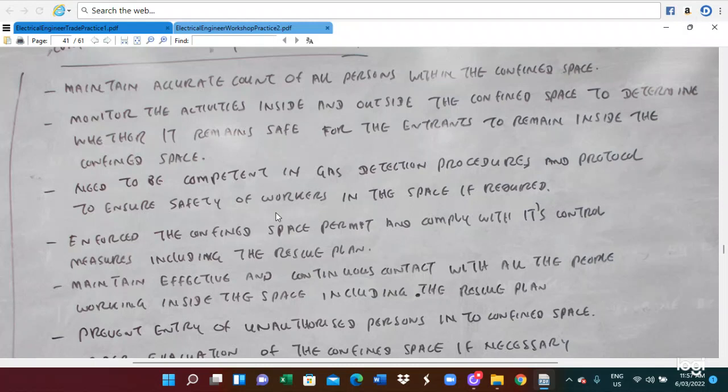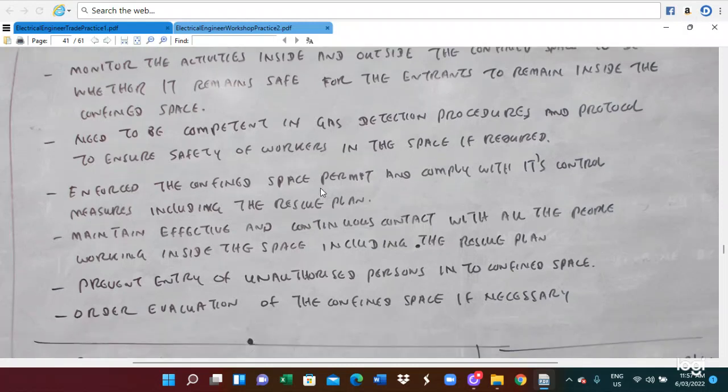Also, the appropriate protocol must be followed to ensure the safety of the worker in the space if required. So enforce the confined space permit and comply with its control measures, including the rescue plan. Before any workers go down into the confined space, they must produce their confined space certificate of proficiency, and the safety observer must provide the permit. The worker must comply with those permits and also make the appropriate plan for the rescue plan.